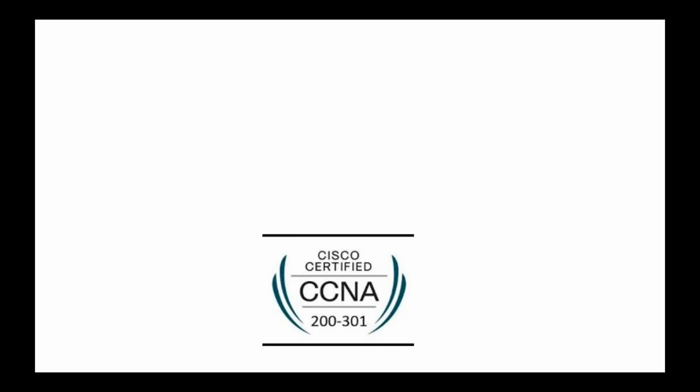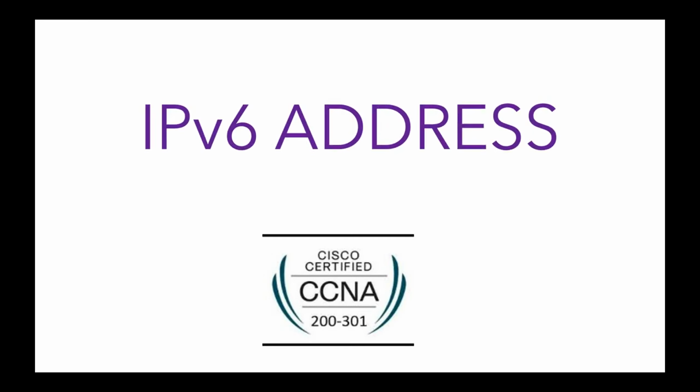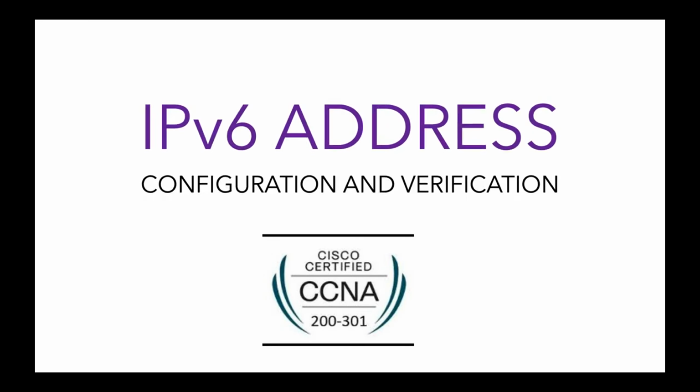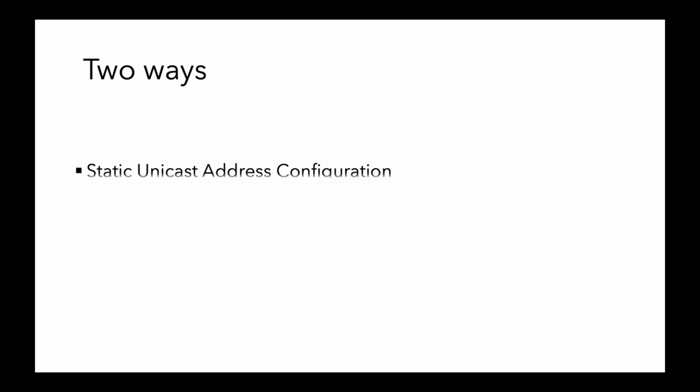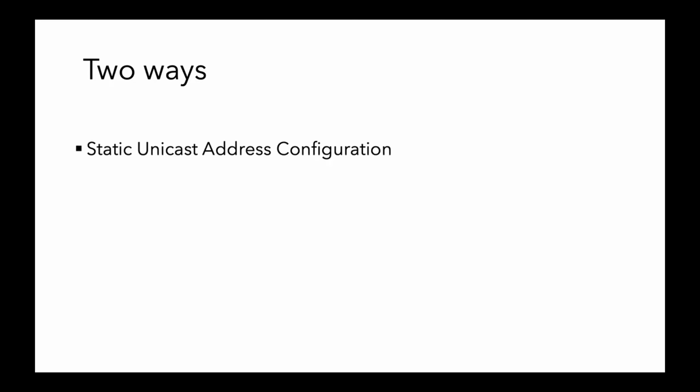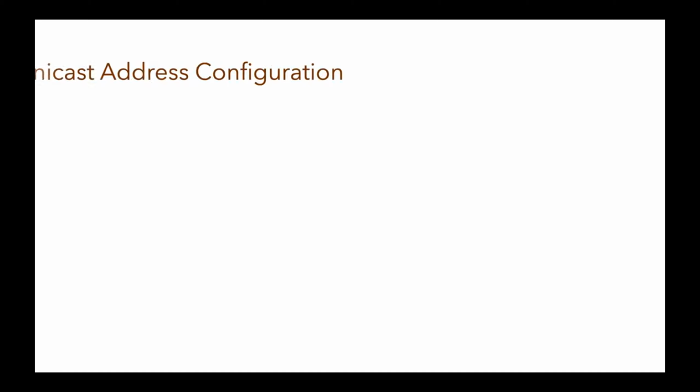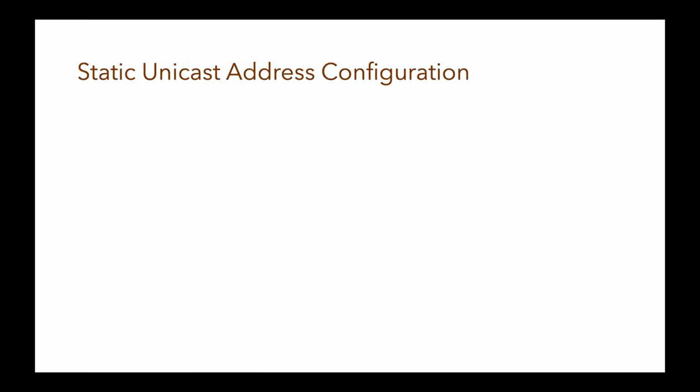In this session of the CCNA series, we will discuss different types of IPv6 address configuration and verification. There are two ways to assign or configure the IPv6 address on the router interfaces: static unicast address configuration and dynamic unicast address configuration.